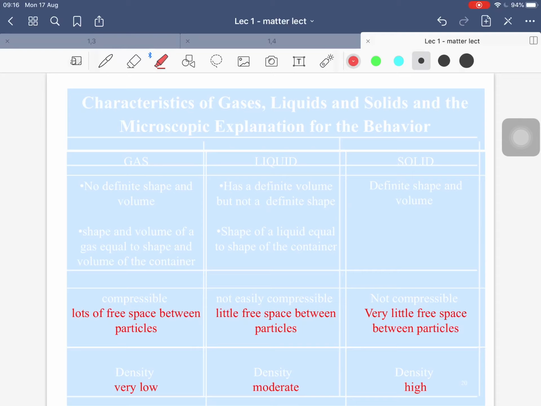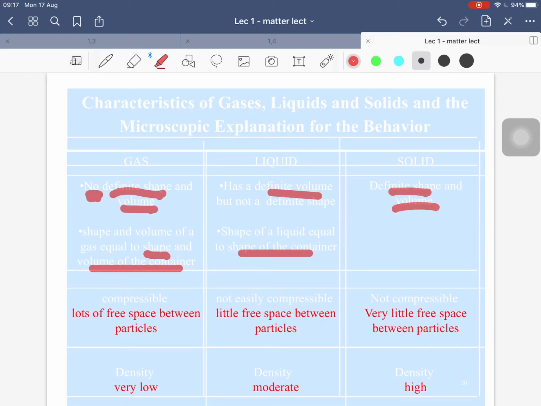Now moving on. The shape of a gas is equal to the shape of the container, while for liquid, the shape is also equal to the shape of the container, but they have a definite volume. Gas doesn't have a definite shape or a definite volume. Solid, meanwhile, is very rigid, so it has a definite shape and a definite volume.